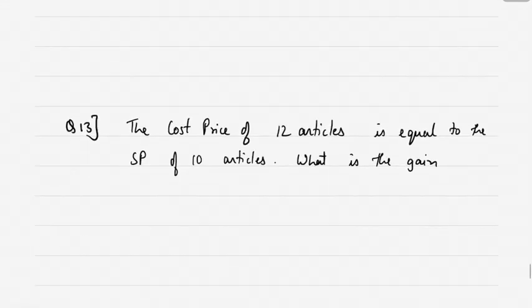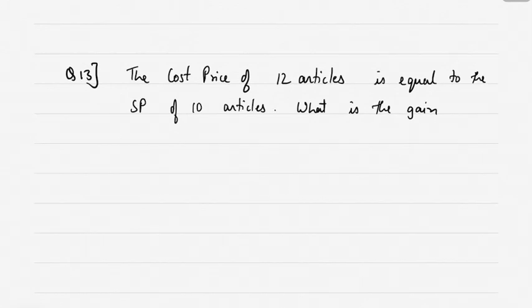Let's see the next question. Cost price of 12 articles is equal to selling price of 10 articles. Whenever cost price of some number of articles is equal to selling price of some number of articles, always take cost price of one article as 1 rupee. The calculation becomes very easy. This is very similar to question number 5, which we have solved. But there you did not know the number of articles. Here they already told you that cost price of 12 articles is equal to selling price of 10 articles. What is the gain? How much is the profit?